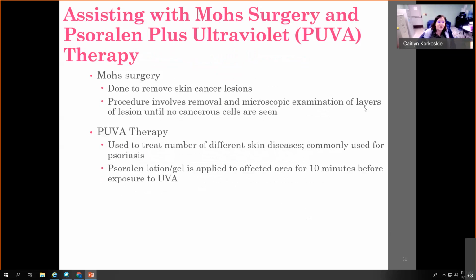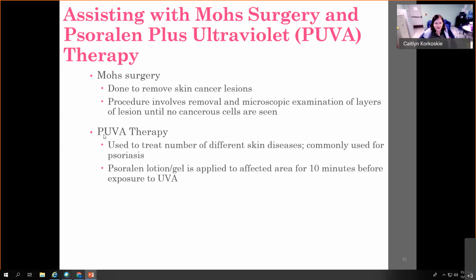All right, so the Mohs surgery. Again, that's where they remove very superficial layers of the skin, and they'll look at it underneath a microscope and examine those layers until they don't see any more cancerous cells. So they will remove a thin layer, look at it underneath the microscope. If they still see cancerous cells, they'll remove another layer, look at that under the microscope, and so on.